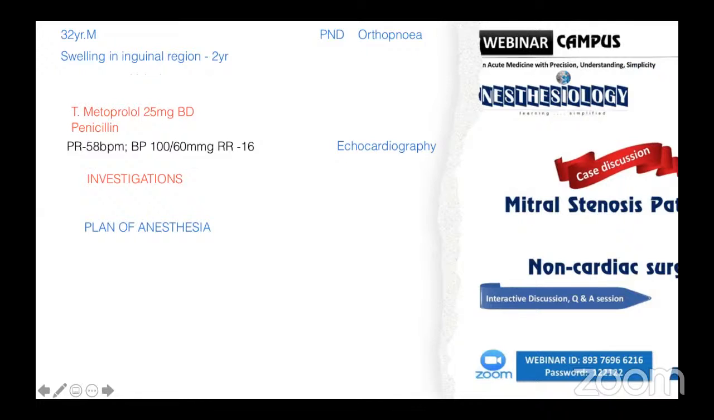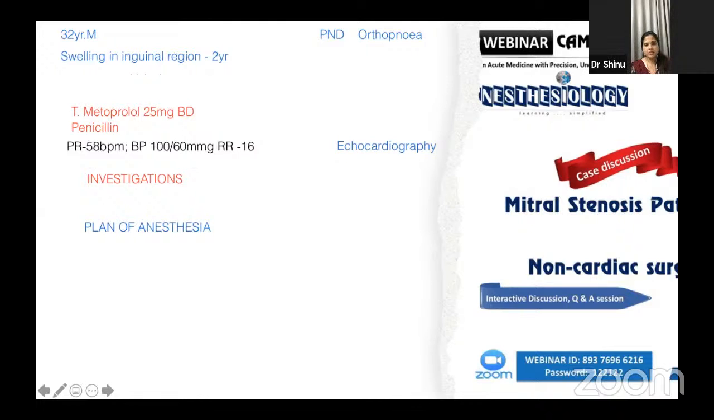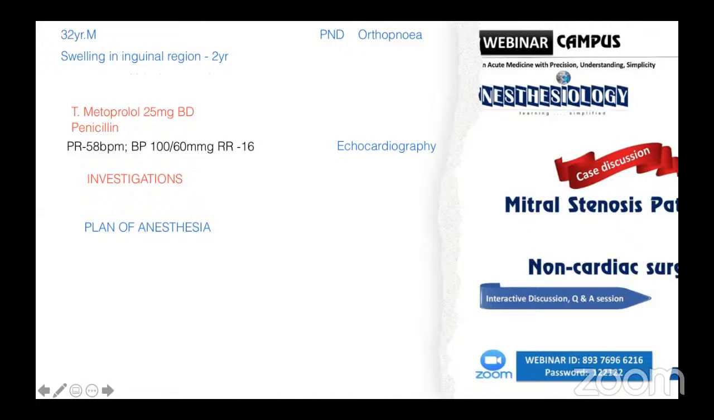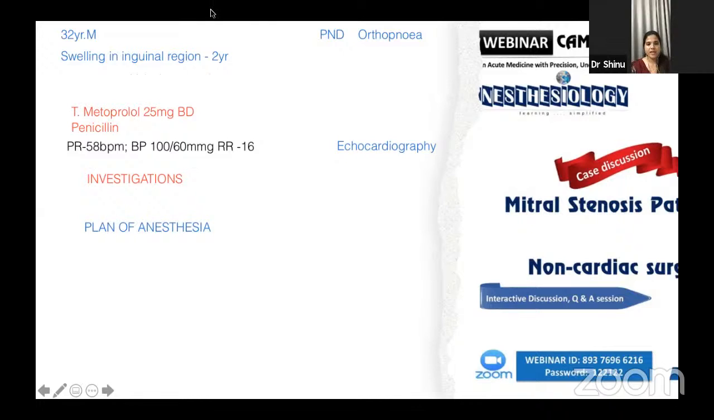Can you go for epidural anesthesia in this case? Ma'am, epidural anesthesia can be given, but the patient can go for hypotension, so it is detrimental to the patient because of the decrease in systemic vascular resistance. To maintain systemic vascular resistance, I'm planning for a post-op inguinal field block. Okay.